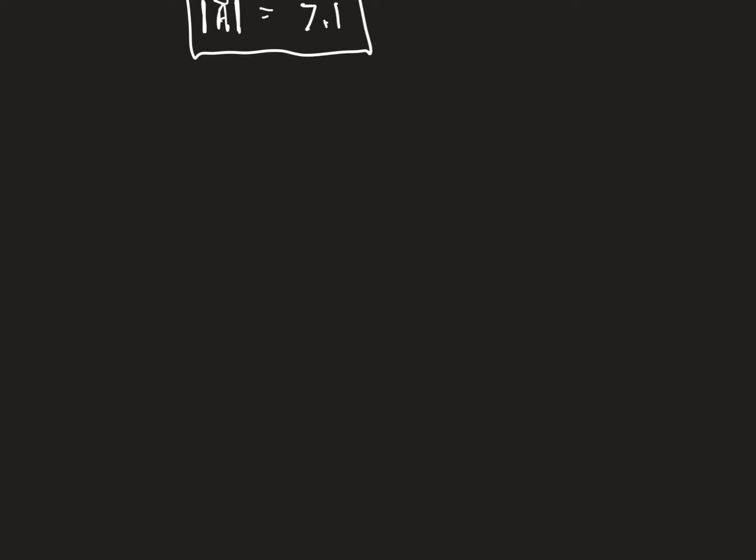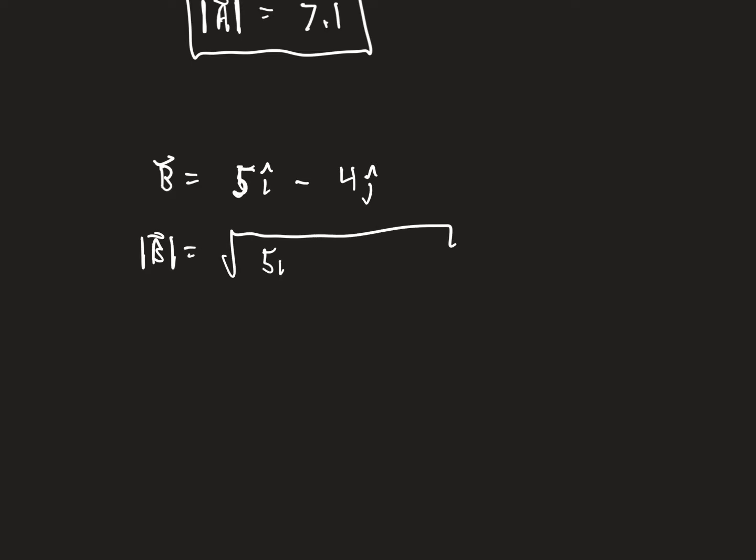Let's say I'm given a vector b, and I say this vector b is 5 in the i hat direction minus 4 in the j hat direction. I tell you to find the magnitude and the direction. First, how do I find the magnitude? Square root of the sum of the squares. So my b vector magnitude is going to be the square root of 5 i hat quantity squared plus negative 4 j hat quantity squared.